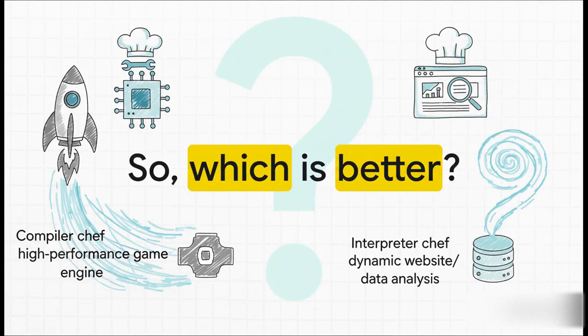And that, of course, brings us to the final question. So, which one is actually better? And the truth is, that's the wrong question. Neither is better. They are different tools for different jobs. Are you building a high-performance game that needs every last drop of speed? You want the compiler chef. Are you building a website or analyzing data where you need to experiment and change things quickly? Well, the interpreter chef is going to be your best friend. The choice always depends on what you're trying to build.